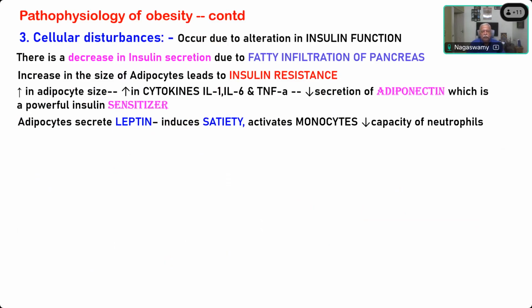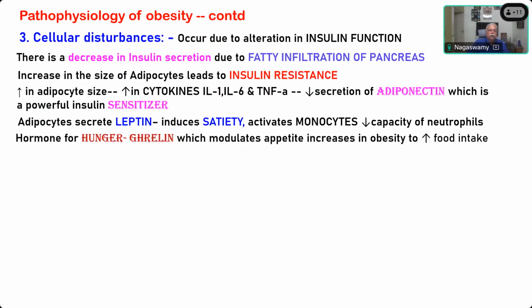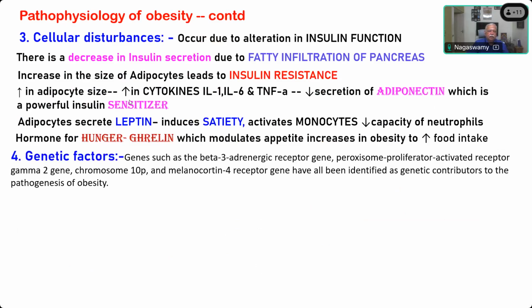But the quantity of leptin produced by the adipocyte is the same. Just like insulin resistance, there is leptin resistance, which is the reason for the patient's overeating. And also there is an increased production of ghrelin, which increases the food intake. So that is the imbalance that is happening between this leptin and hunger producing ghrelin.